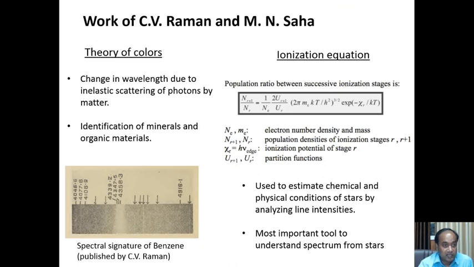So if we go to the work of Raman, C.V. Raman and M.N. Saha, there is the theory of color. So Raman primarily was interested in explaining the colors in nature. And now we understand what Raman's theory was, that it basically describes change in wavelength due to inelastic scattering of photons by matter.